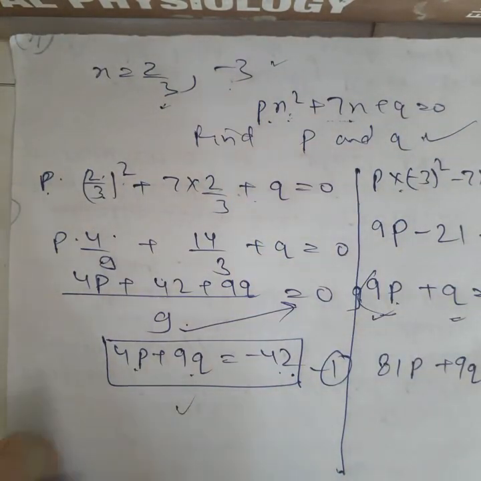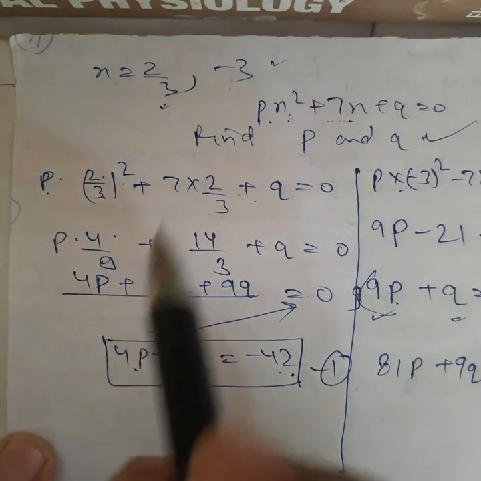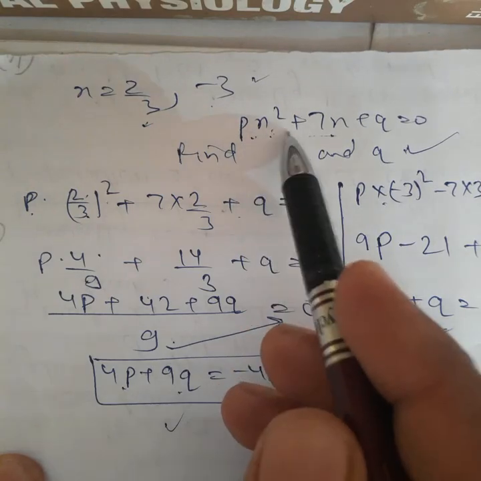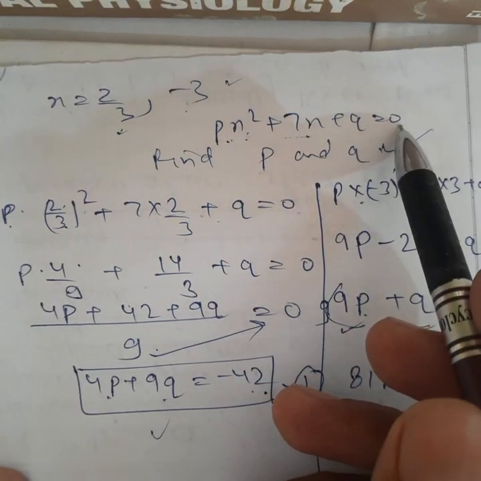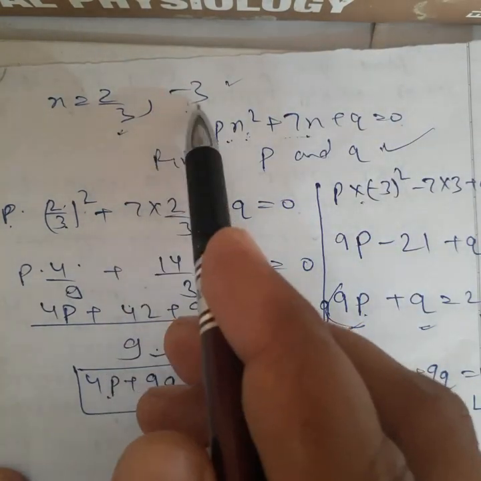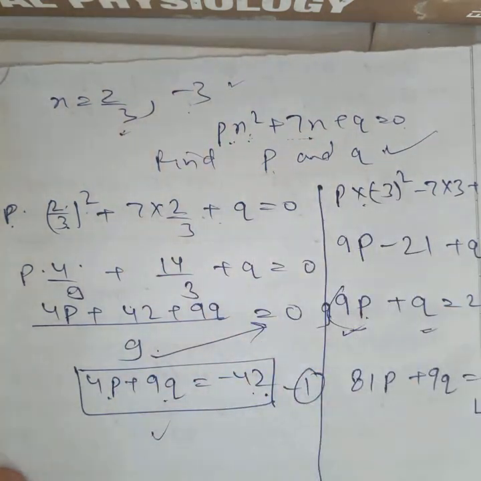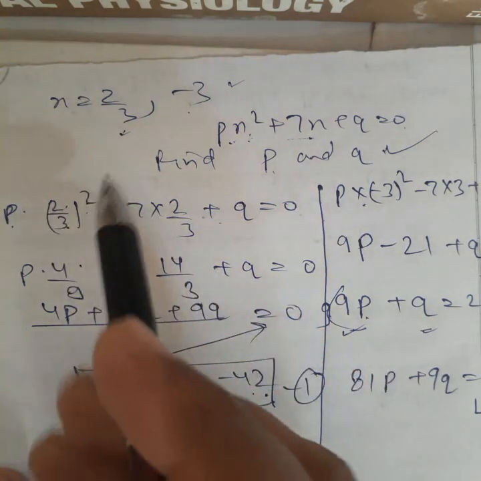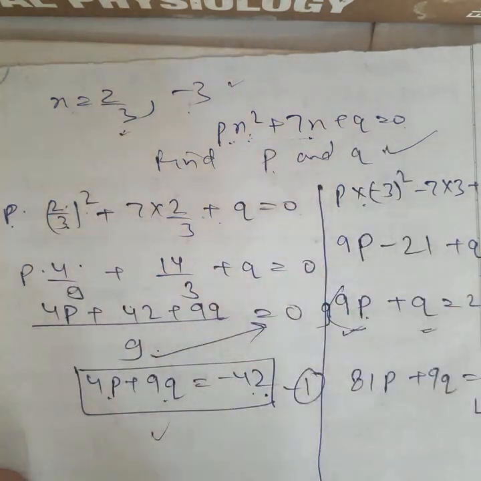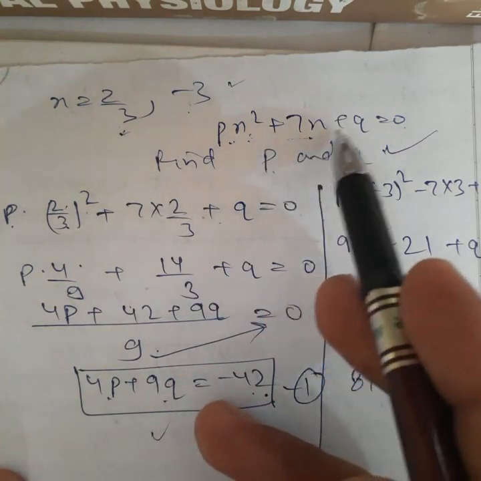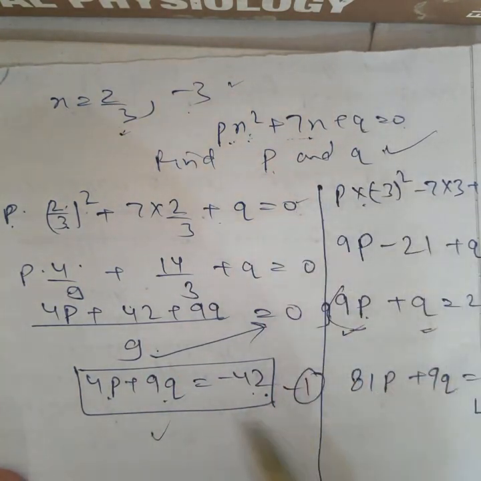Now let's move to the last question of this exercise, which is: you are given an equation px square plus 7x plus q is equal to 0, and the roots of the equation are given as 2 upon 3 and minus 3. You have to determine the values of p and q. Now simply we substitute x is equal to 2 by 3 in the equation, and since 2 upon 3 is given as the root of the equation, the equation should become 0.